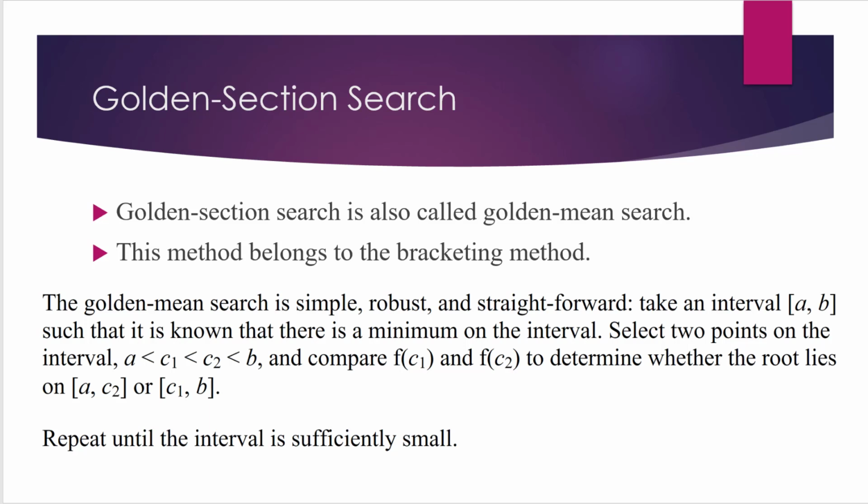It first takes an interval a to b such that it's known that there is a single minimum on this interval, and then we select 2 points on the interval, c1 and c2, and compare the function values at c1 and c2 to determine whether the minimum lies on the interval a to c1 or on the interval c1 to b. Then we repeat this process until the interval becomes sufficiently small.